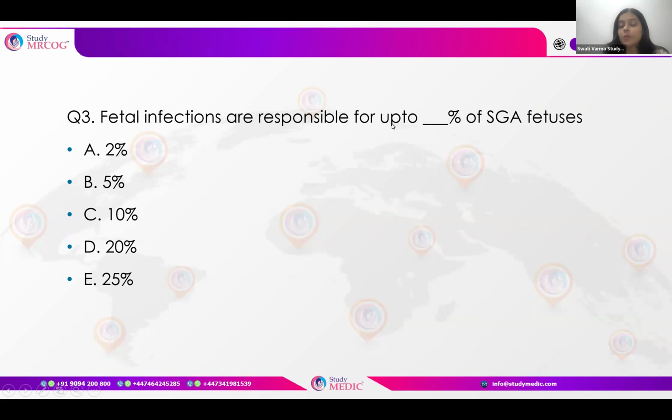Fetal infections are responsible for up to how many percent of SGA fetuses? This is mentioned in this guideline, and 5% of SGA fetuses are because of fetal infections.